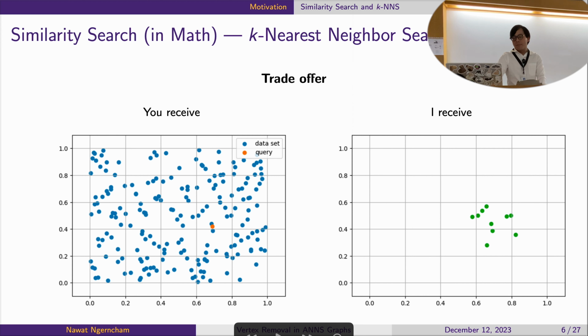So similarity search is usually formulated as a problem called k-nearest neighbor search. Essentially, I give you a data set and a query point, so the blue points and the one orange dot, and then you give me the green points, which are closest to the query point from the blue points.